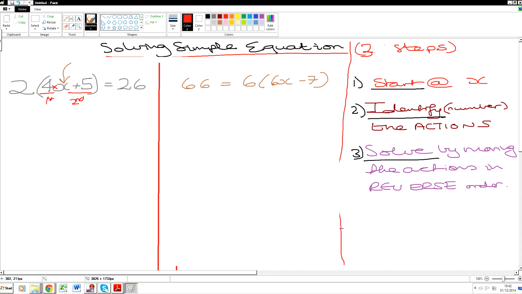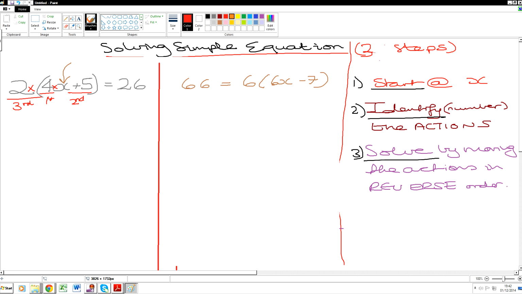Now let's see if you understand what the third action is. X? No, X is where we start. Bracket? The bracket is not the action itself. 56? Where is 56 from? The 2 next to the bracket is the closest. It's not the 2, it's just times by 2, which is called the third action. So x is first of all being timed by 4, then it's been added by 5, then all the answer has been doubled, timed by 2. So we have our 3 actions.